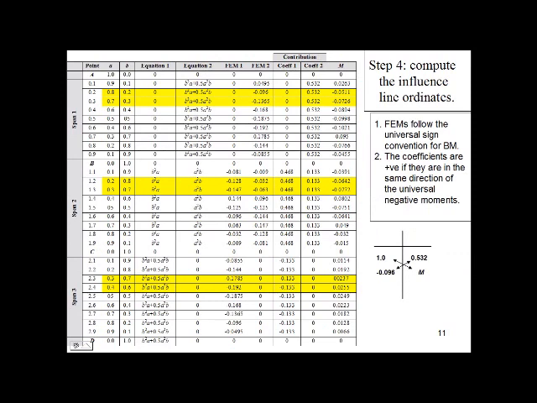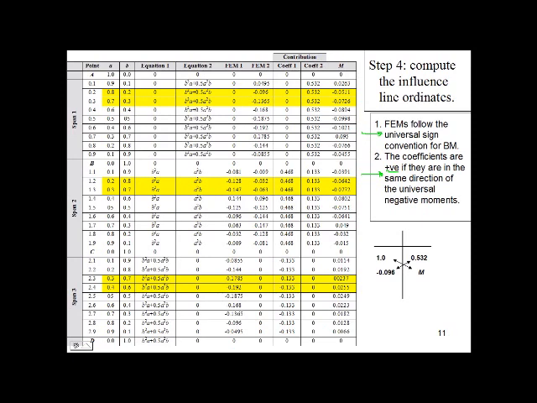The following notes should be considered. Fixed end moments follow the universal sign convention for bending moment. The coefficients are positive if they are in the same direction of the universal negative moment. I would call these common sense rather than rules. The positive sign assigned to the coefficient will neutralize the fixed end moments and prevent the change of direction of the bending moment.